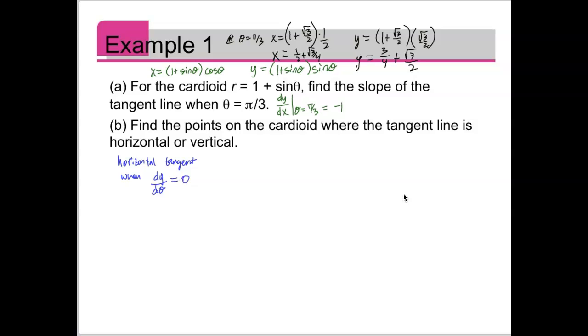So dy d theta, again using the product rule, would be cosine theta times sine theta plus 1, plus sine theta times cosine theta. I'm going to set this function equal to 0, and we're just going to try and solve for values of theta.